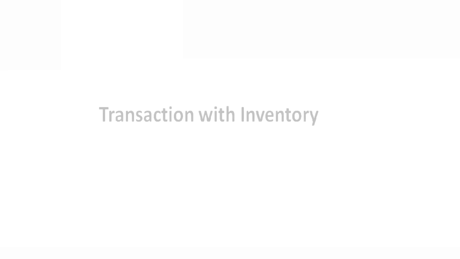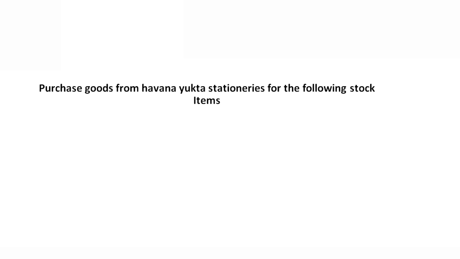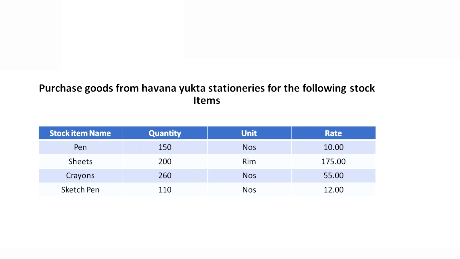So in this session, we'll see how to pass our transactions with our inventory. So we'll go with the transaction. The first transaction is purchase goods from Avanayukta Stationaries for the following stock items. The below are the stock items we are making a purchase of: a pen of 150 numbers, sheets of 200 numbers, canons of 260 numbers, and sketch pens of 110 numbers with a rate.